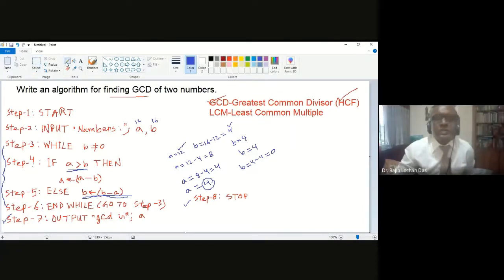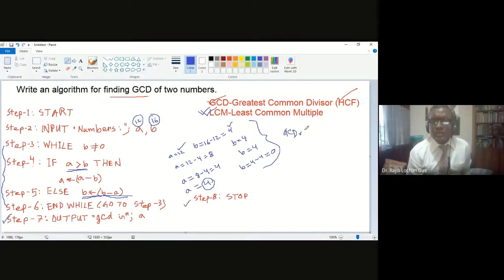Any question on this? You can check at home, you can check with other examples, any number example, then you will find the same answer. Okay, so if I give you the algorithm for finding LCM, then what to do? Then you will find the GCD and then LCM. GCD and LCM, they have a relationship. What is the relationship?